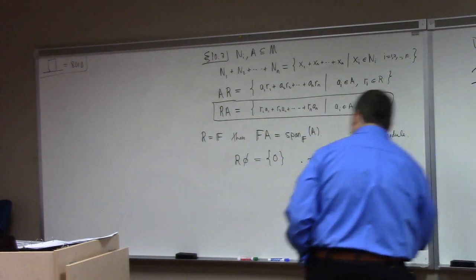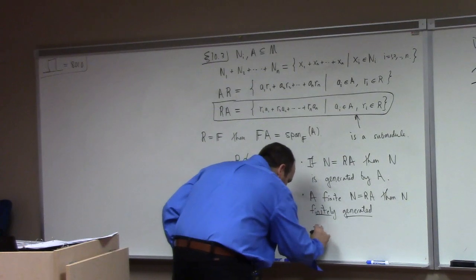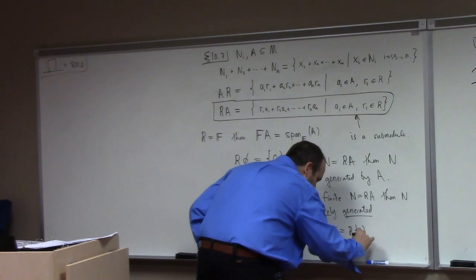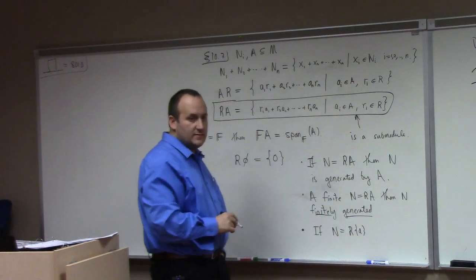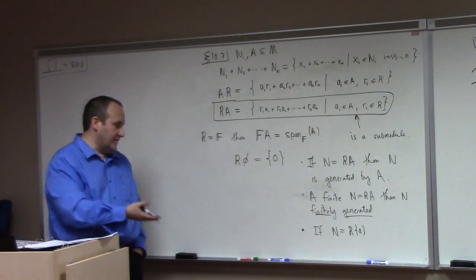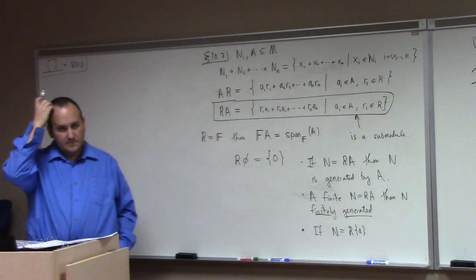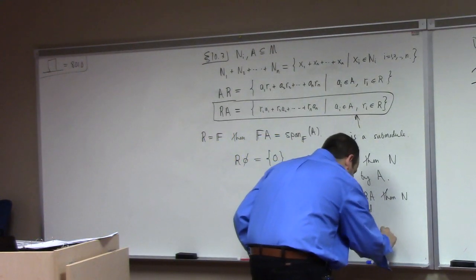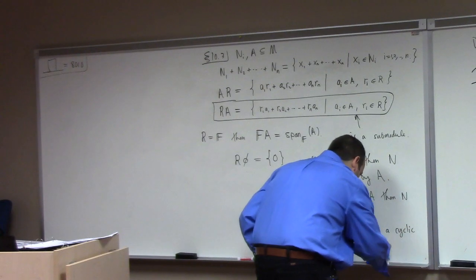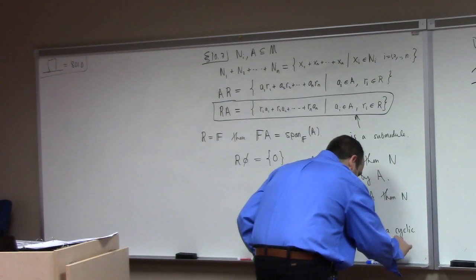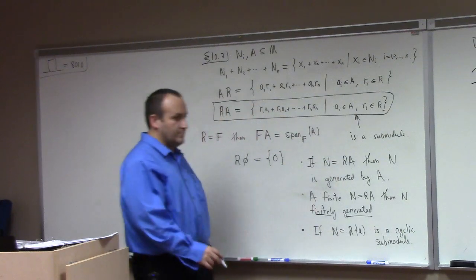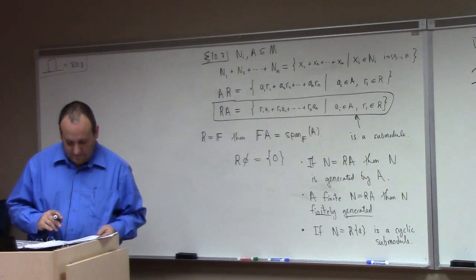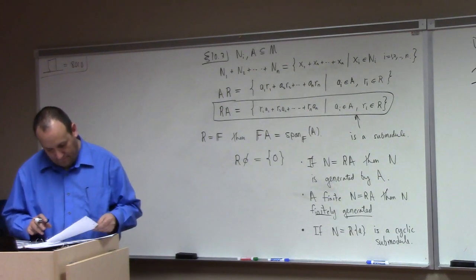So if N is equal to R times, let's say, a single element a, then what kind of submodule is that? It is a cyclic submodule. Very good. So of course, cyclic submodules are finitely generated, right? But not every finitely generated submodule is cyclic. Okay.